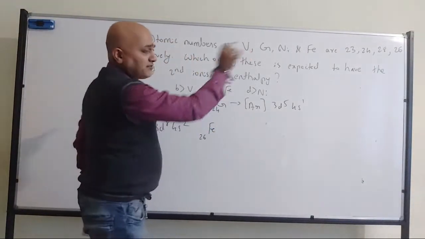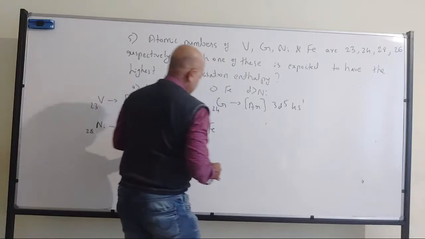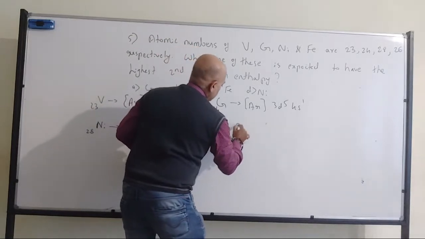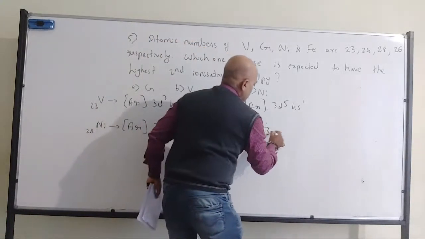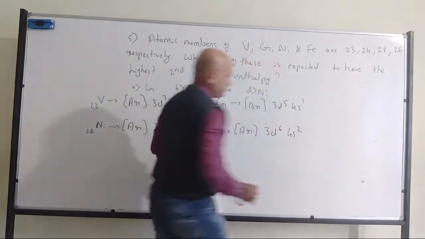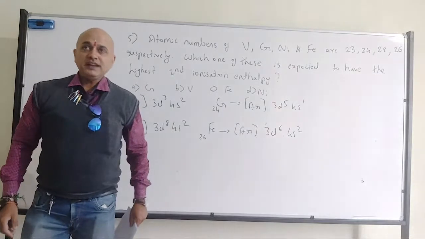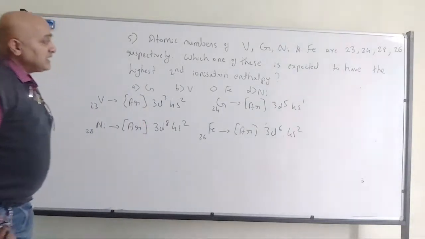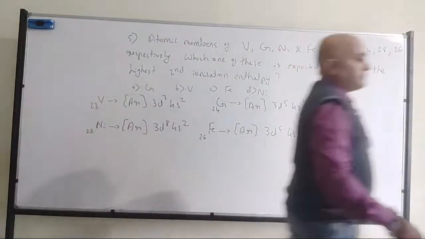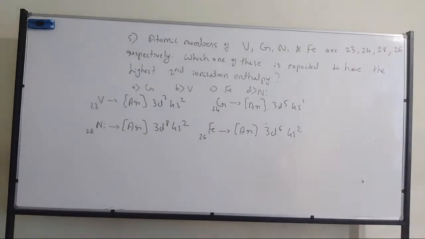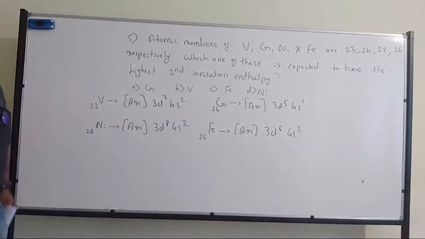The atomic number of iron is 26, as they have given in the information. When it comes to iron, it will be argon 3d6 4s2. Like that, first we have to write the electronic configuration for these elements.